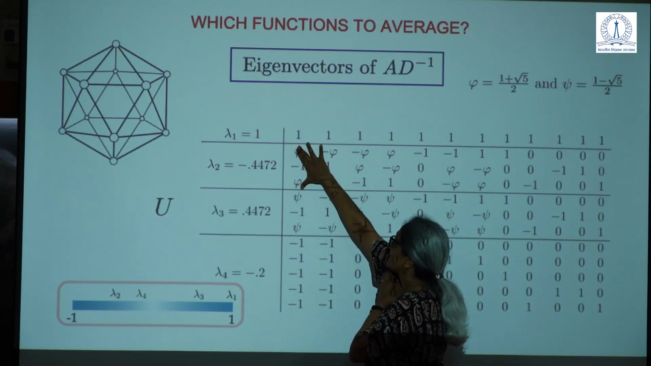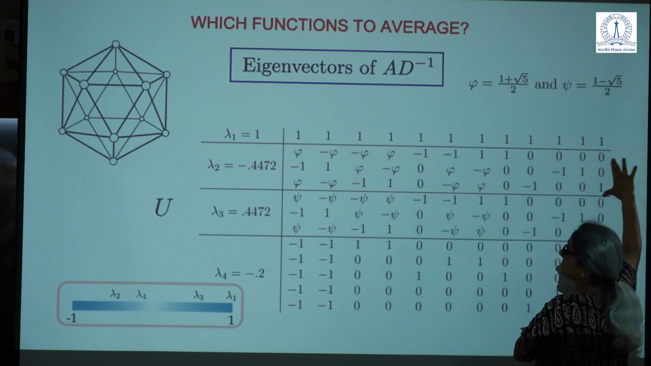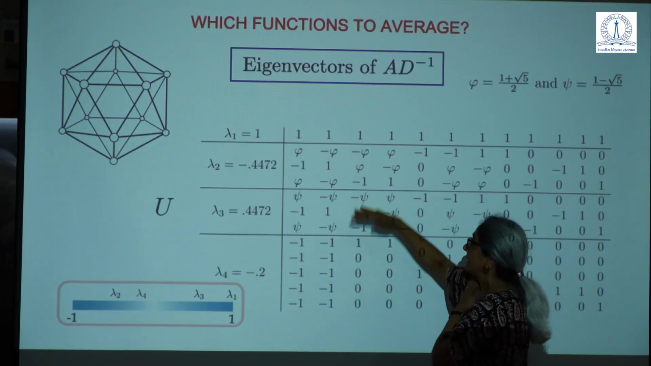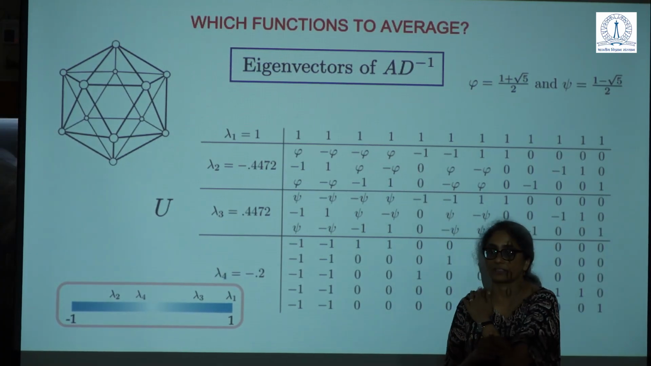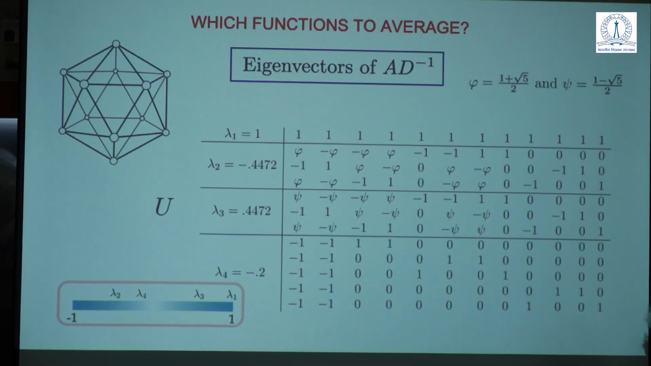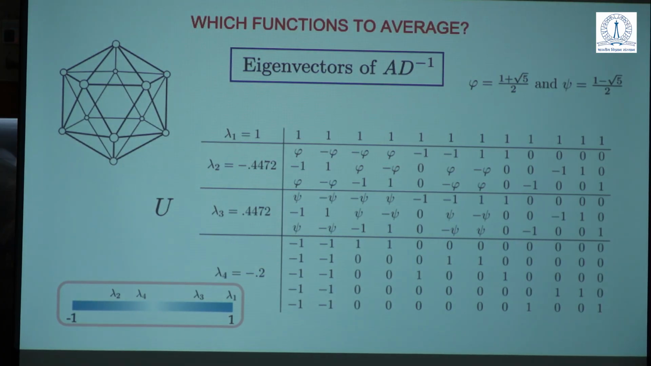This is the next eigenspace. The next eigenspace is 3-dimensional, and these 3 rows are the eigenvectors spanning that eigenspace. And then there's one more eigenspace for lambda 3, and then there's one big eigenspace for minus 0.2. Got it? So this graph has fat eigenspaces. There are 4 of them. The first one is trivial, and then there are 4 of them.